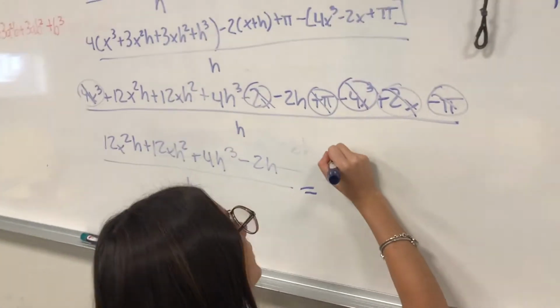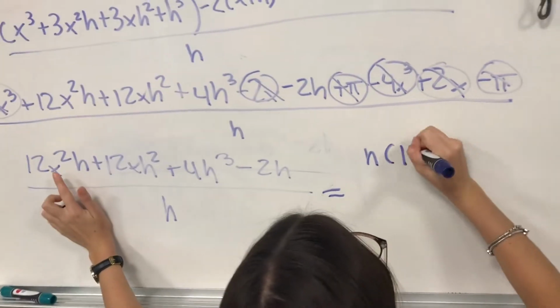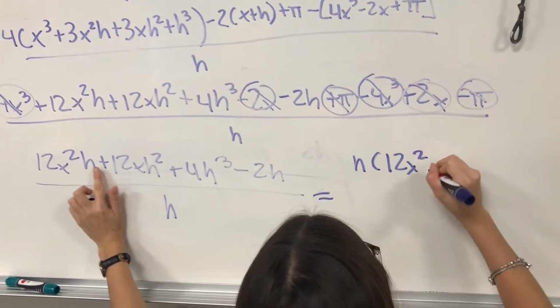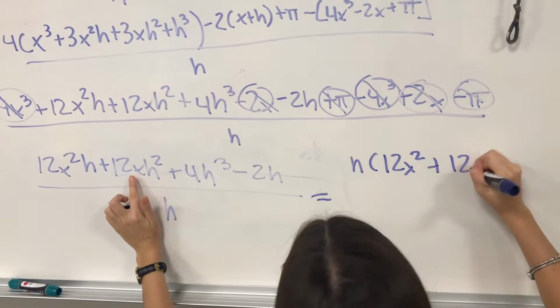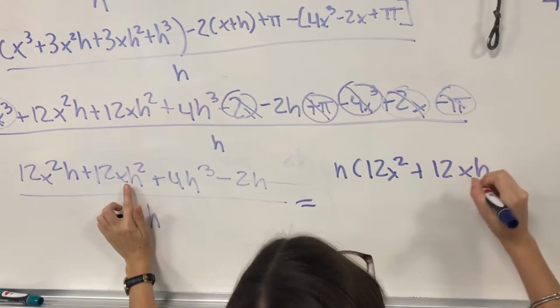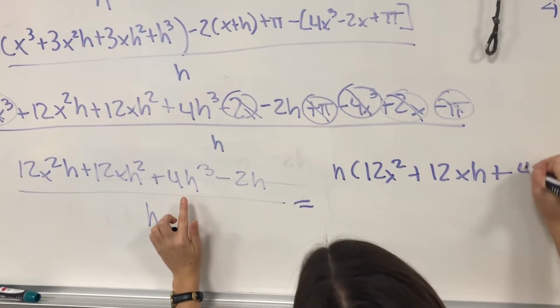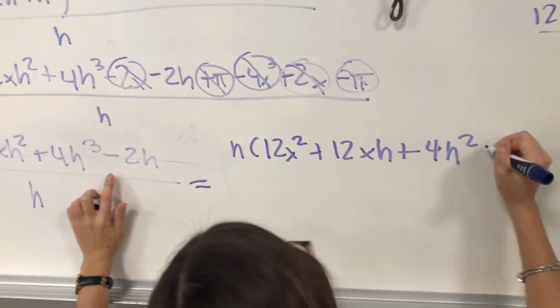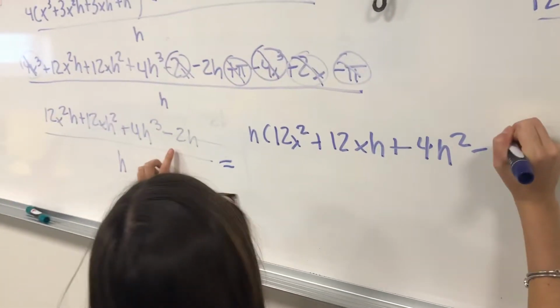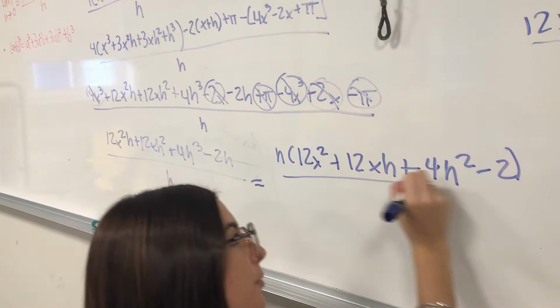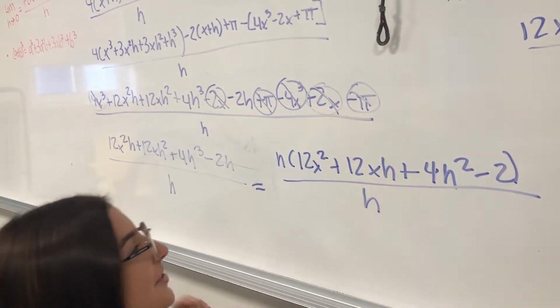So I'm going to do h times 12x to the second plus 12x h plus 4h to the second minus 2. All of which would be divided by h.